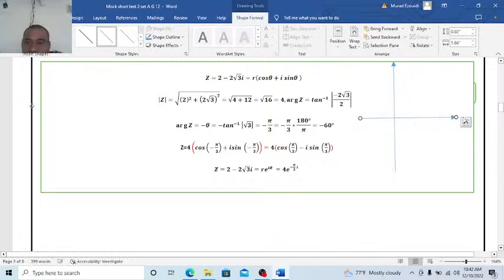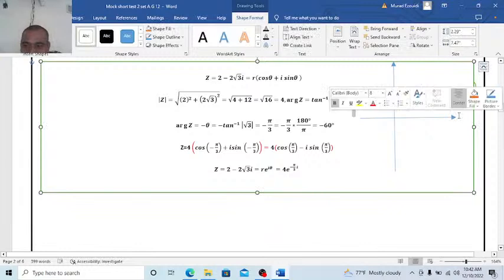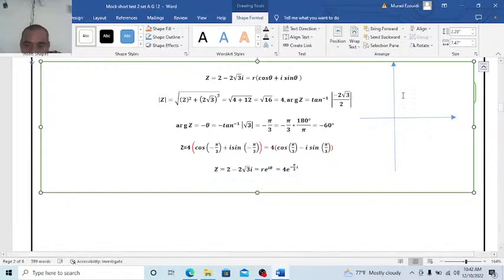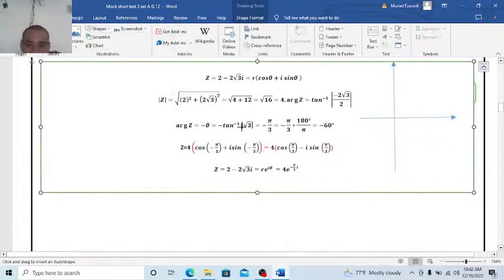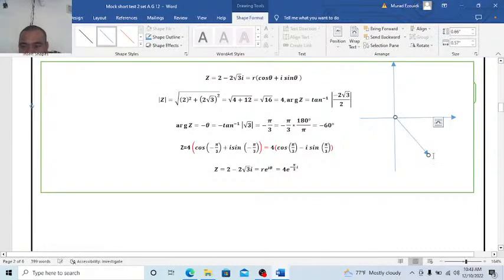So this is the real part, and this is the imaginary part. The vertical axis is called the imaginary part, and the horizontal axis is called the real part. If you are going to plot this point, you plot it here. This is 2, and this is minus 2 root of 3. So your complex number comes here. This is the letter Z.